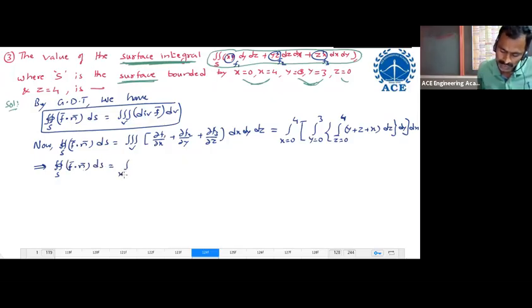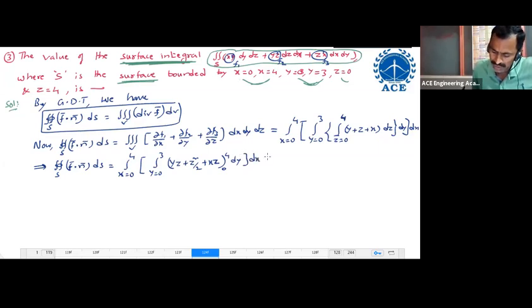Integral x equal to 0 to 4, integral y equal to 0 to 3. Now integrate the inner integral with respect to z: yz, z square by 2, plus xz, from 0 to 4, dy, and then dx. Integral x equal to 0 to 4. Now these are the limits 0 to 4 for the z variable. Write z equal to 4 and integrate directly with respect to y. Because the lower limit is 0, directly we write the 4 in place of z, and integrate with respect to y.